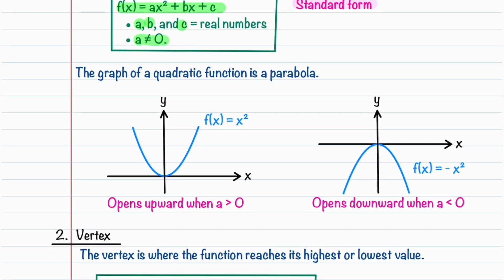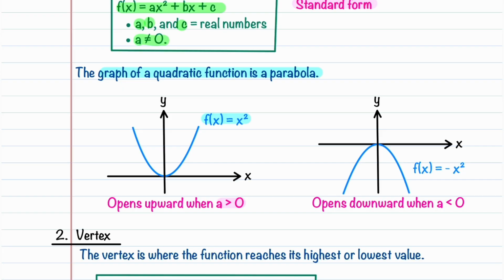Let's now see what the graph looks like. The graph of a quadratic function is a parabola. I have two parabolas written down here so that you can see what it looks like. Our first parabola is f of x is equal to x squared, and this parabola opens upward. The reason it opens upward is that a, which is the term multiplying x squared, in this case is 1, and that's positive. So when it's positive, our parabola opens upward.